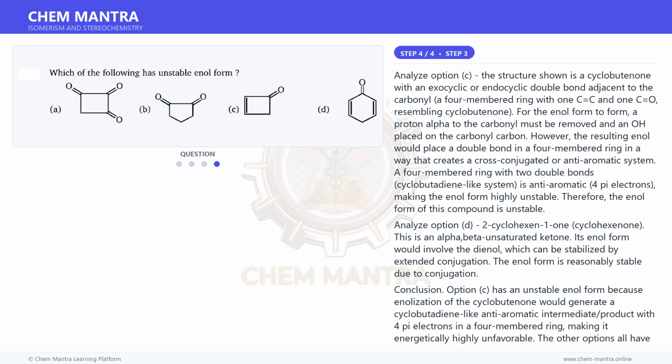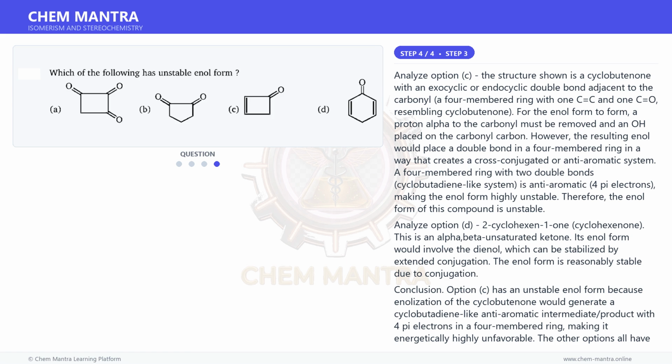Analyze option D, 2-cyclohexen-1-one. This is an alpha-beta unsaturated ketone. Its enol form would involve the dienol, which can be stabilized by extended conjugation. The enol form is reasonably stable due to conjugation.